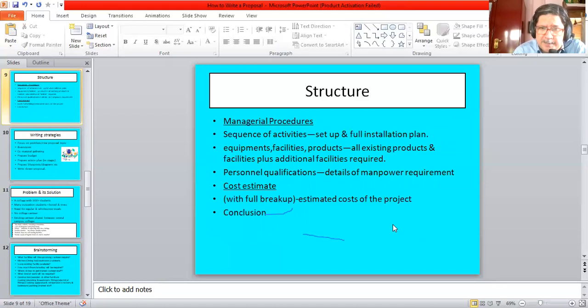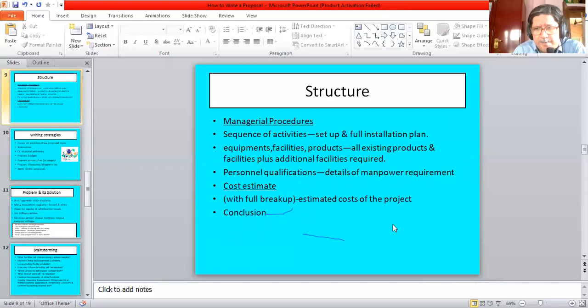Now, what sort of procedures? Now, the sequence of activities. If it is an installation project, then the setup, what will you require? What is the full installation plan? What sort of equipments, facilities, products you will need? Now, obviously, I'm here thinking about the business proposal, not the academic one. So what sort of equipments, facilities, and products you will need? So if you are planning a new outlet, so you will need new facilities over there. Will you be requiring some new ones? So that will involve either hire purchase or moving out from the existing facilities that you already have. So are you going to manage with existing ones or would you require new ones?